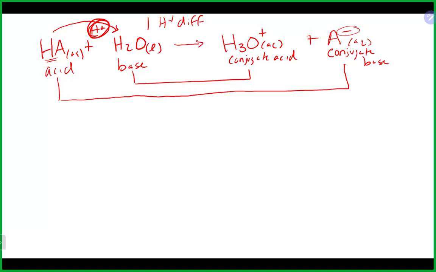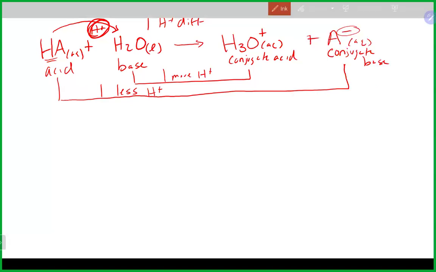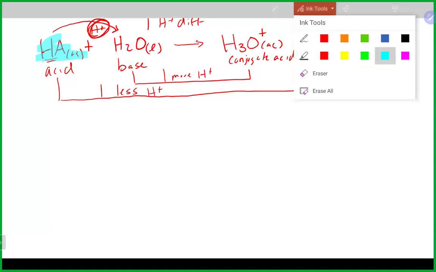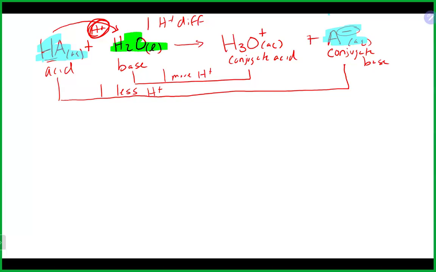As we go from the acid to the conjugate base, it has one less H+. As we go from the base to the conjugate acid, it has one more H+. And again, that is the thing that is gained. So these two guys here are partners and related to each other. And the other two are related to each other as well. Once again, the only difference is an H+.